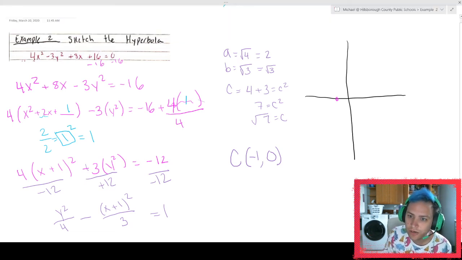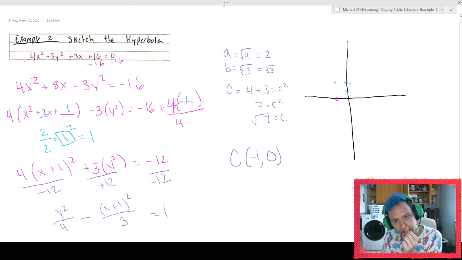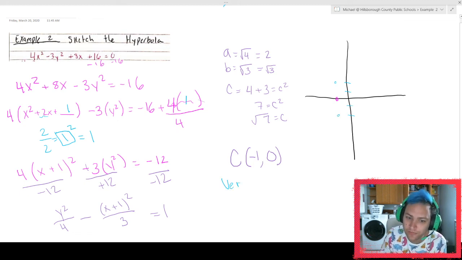So a is 2. Remember, a represents the distance from our center to our vertices. So if I go up 2 units, 1, 2, that's going to be my first vertex. And if I go down 2, that's going to be my second vertex. So if I did ask you what the vertices were, you could now tell me the vertices are at (-1, 2) and (-1, -2). So I just added 2 and subtracted 2 to the y value.